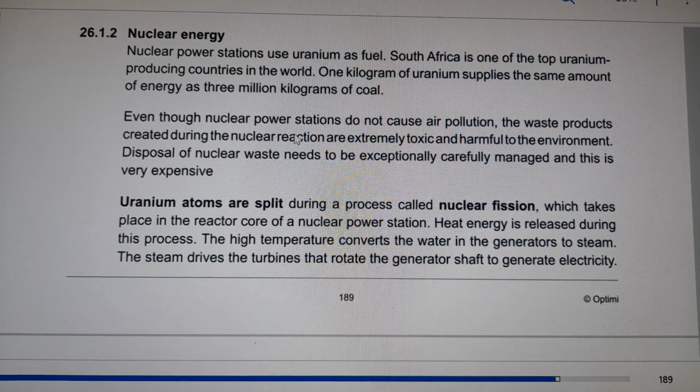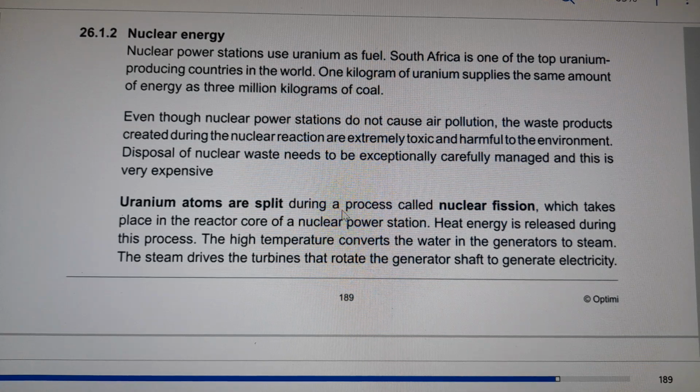Even though nuclear power stations do not cause air pollution, the waste products created during the nuclear reaction are extremely toxic and harmful to the environment. Disposal of nuclear waste needs to be exceptionally carefully managed, and this is very expensive. Uranium atoms are split during the process called nuclear fission, which takes place in the reactor core of a nuclear power station.